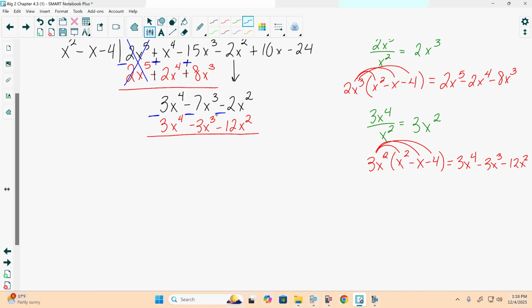And then, lo and behold, we're going to subtract. 3x to the 4th minus 3x to the 4th is 0. Negative 7x cubed minus negative 3x cubed, well, the negative and negative will make a positive, telling us that we have negative 4x cubed. Negative, negative make a positive, plus 10x squared. Plus 10x.